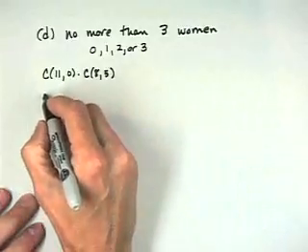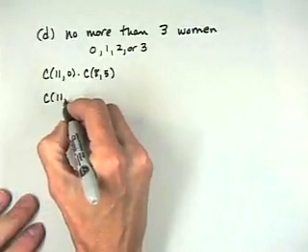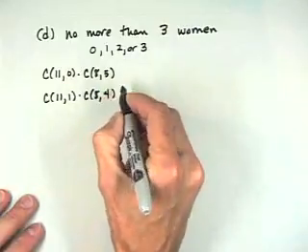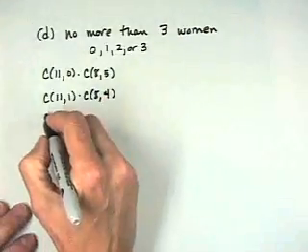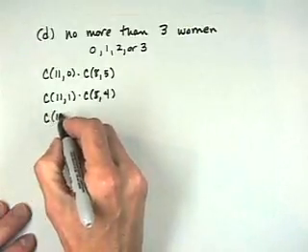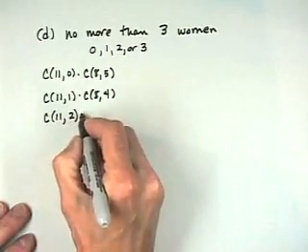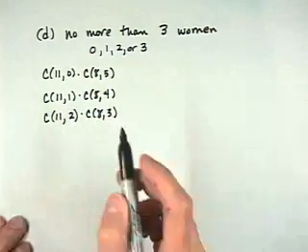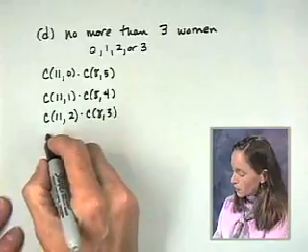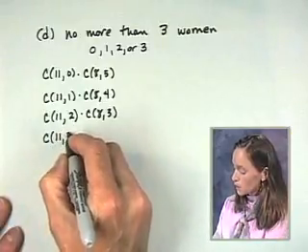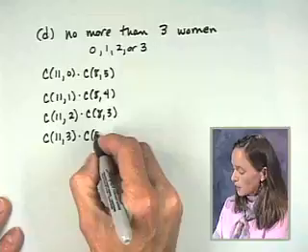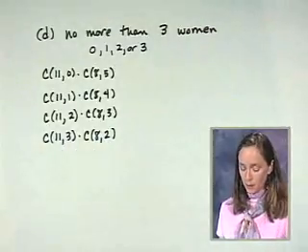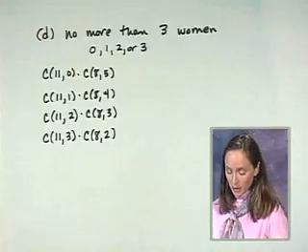We want to add to that a combination of 11 women choose 1 times a combination of 8 men choose 4, because 1 woman has been chosen. We're going to add that to a combination of 11 choose 2 times 8 choose 3. That's 2 women and 3 men. Then we're going to find a combination of 11 choose 3 times a combination of 8 choose 2. 3 women, 2 men. These numbers you can calculate on your calculator.